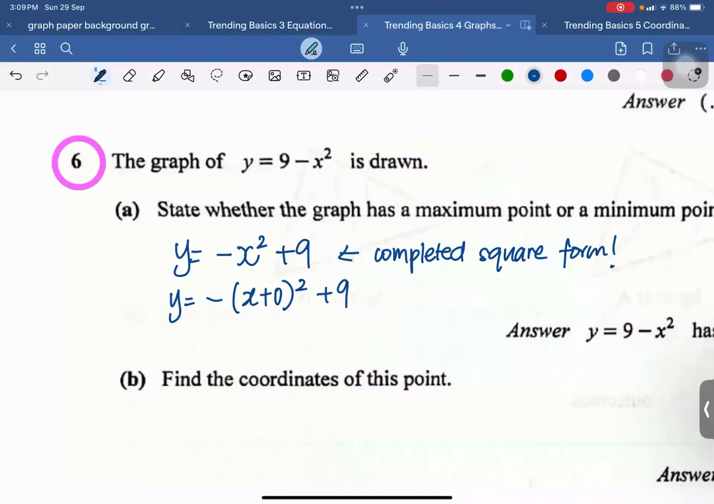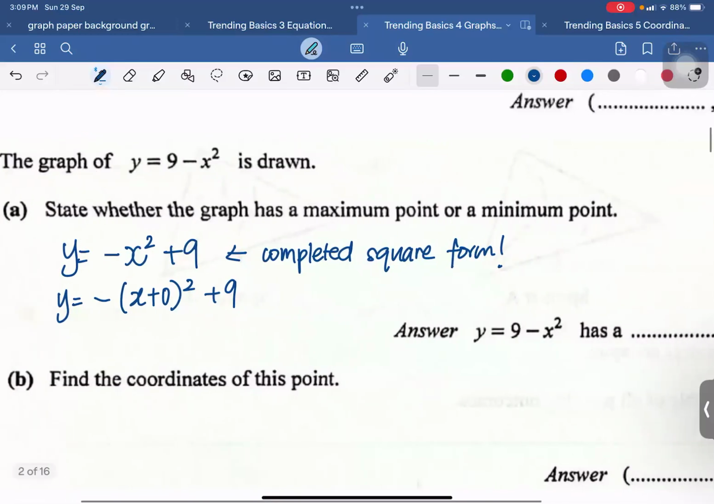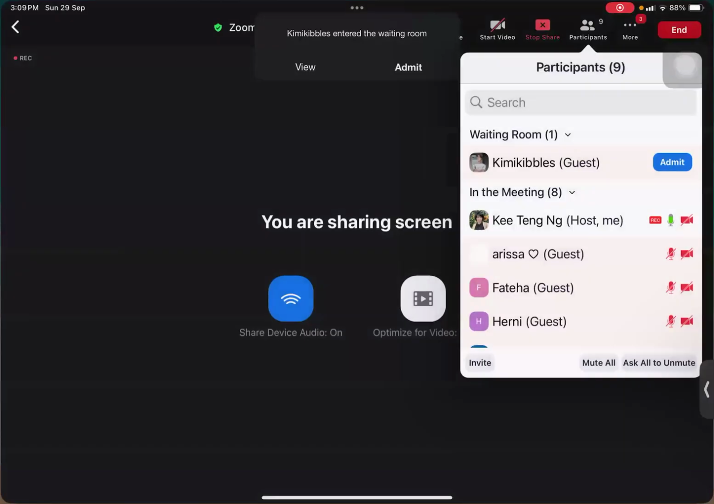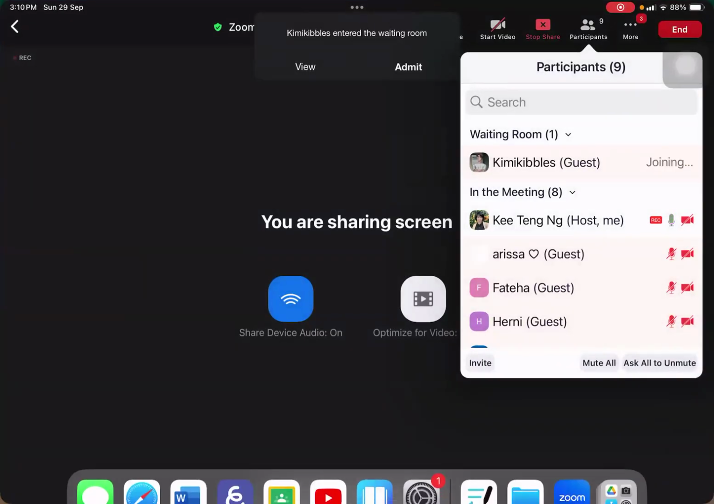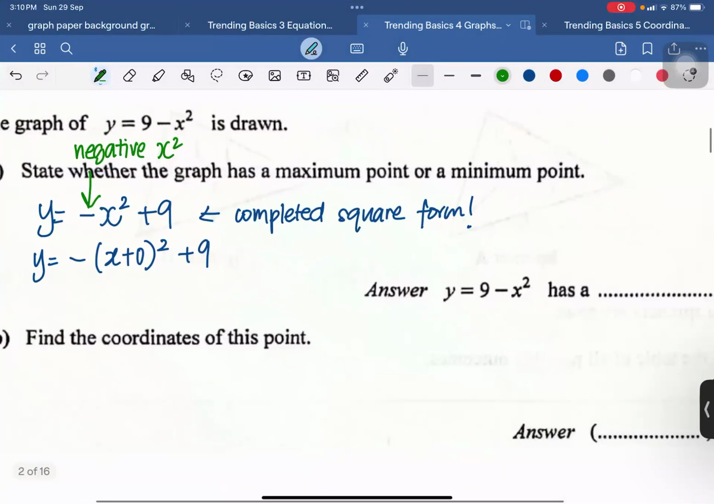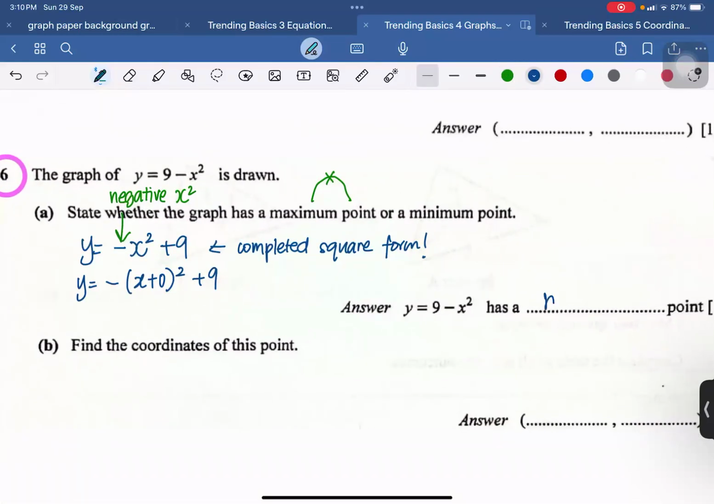Okay, so if this is in the completed square form, how do I know whether this graph has a maximum or minimum point? Look at the x squared. In this case, the x squared is negative x squared. So if it's negative x squared, then what do we have? Negative x squared, we will have a maximum or minimum point. It will be a sad face. Sad face will be a, yes, correct, a maximum point.